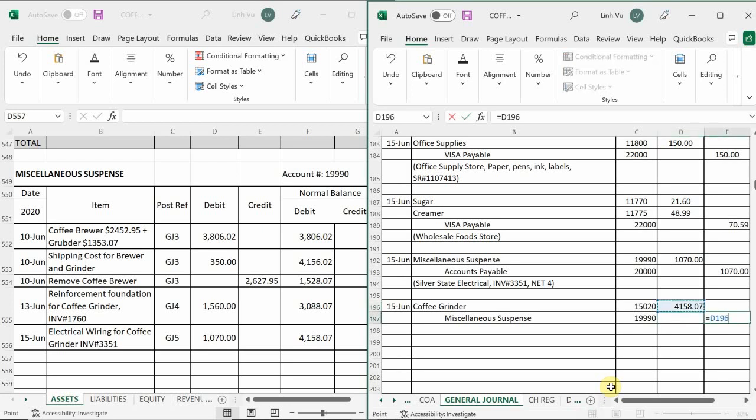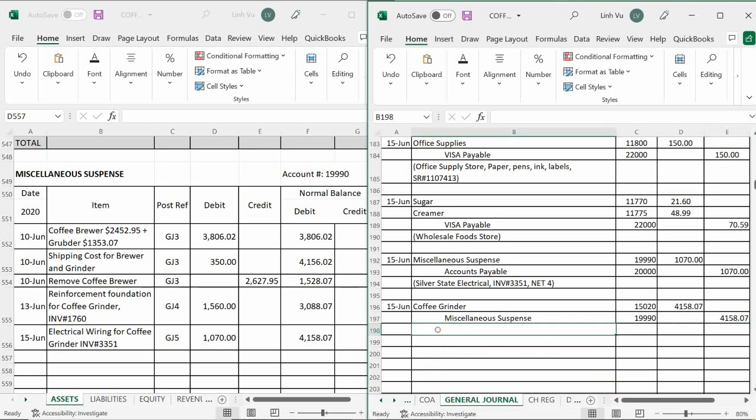Okay, that is what I'm going to be taking out from my miscellaneous suspense, and I'm going to dump all of this into my coffee brewer account. Okay, so as we know here, right? Your coffee brewer is right now 1528.07. We did 1560 worth of reinforcing the foundation and 1070 worth of electrical wiring. Okay, all part of the cost of the asset.